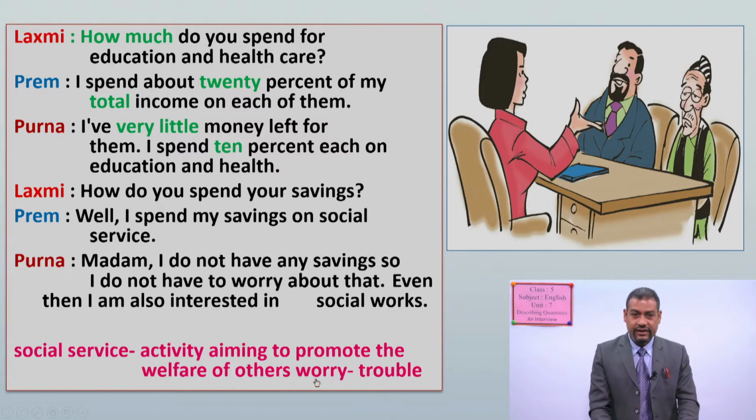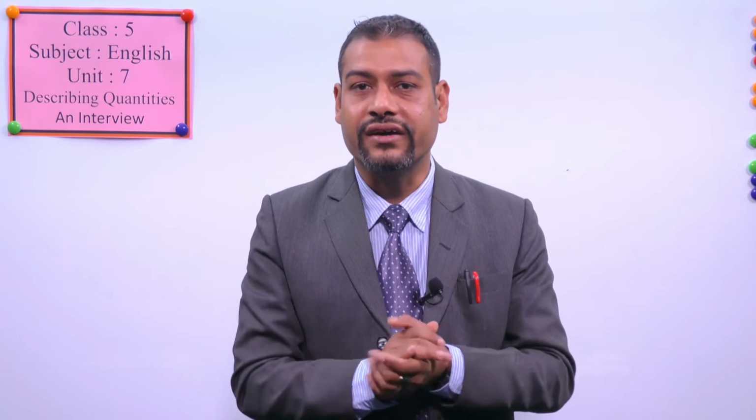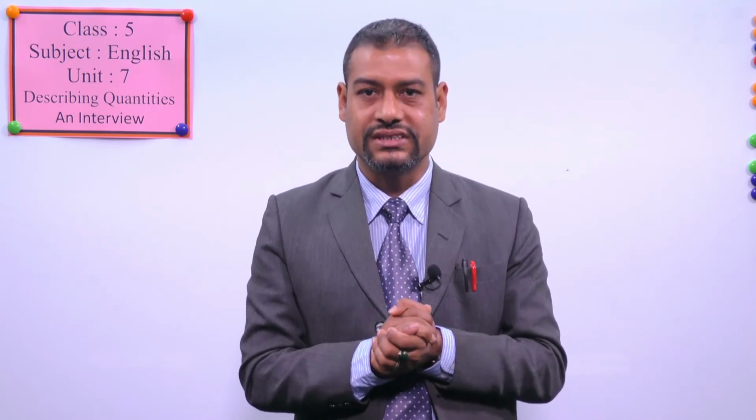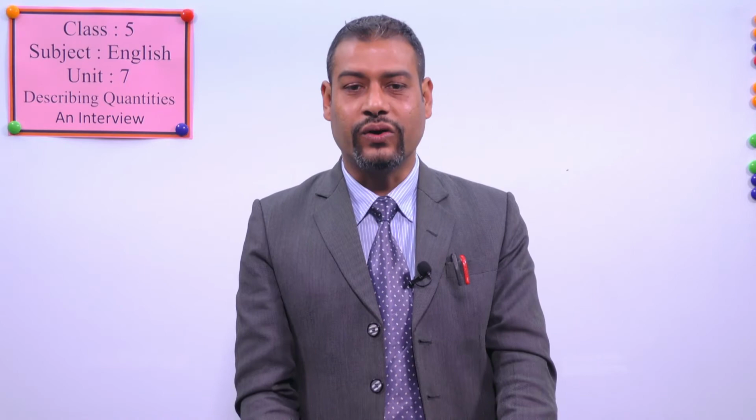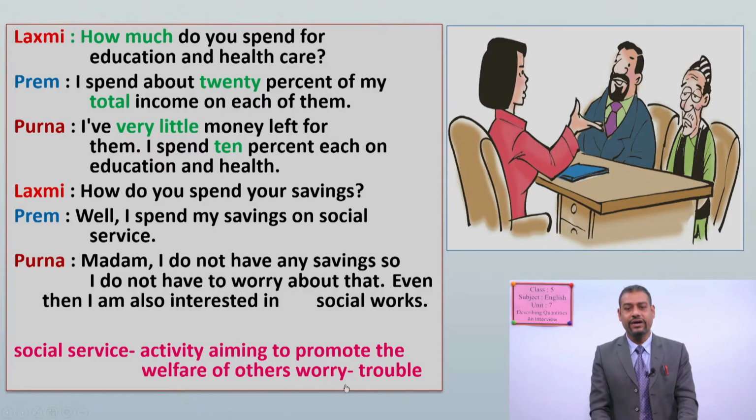Okay? See, it means, for example, in our society, there are many people who are in trouble. And if we spend our money for their goodness, to uplift them, for their welfare, that is what we call social service. And another meaning, see, worry. What do you mean by worry? Worry means trouble. So, Purna says that he should not worry, he should not trouble about that one because he cannot save money. This is the discussion.